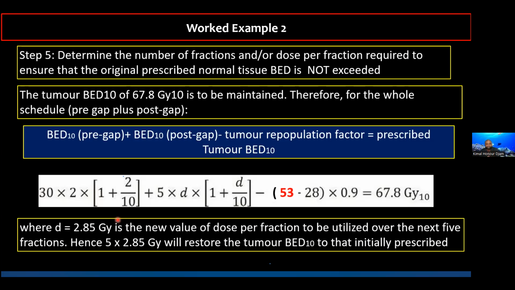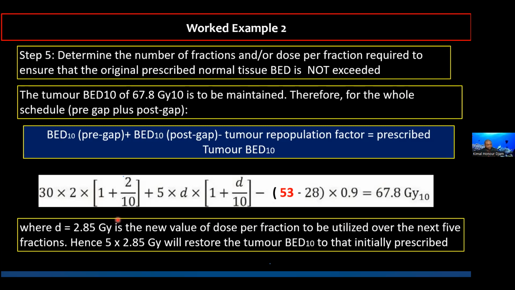But really, will it be as simple? The question here is, if we increase the original fraction size from 2 gray to 2.85 gray per fraction, are we going to exceed the tolerance of the normal tissues? That is the critical question that we need to answer at this particular junction.